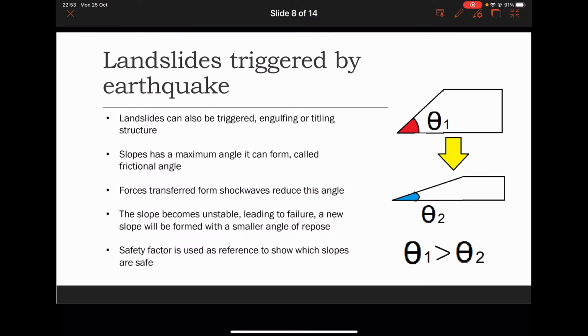Safety factor is used as a reference to show which slopes are stable. This is the ratio between the angle of repose and the angle of the slope. We can use this ratio to find out which slopes are safe to construct buildings next to under a certain magnitude of earthquake.